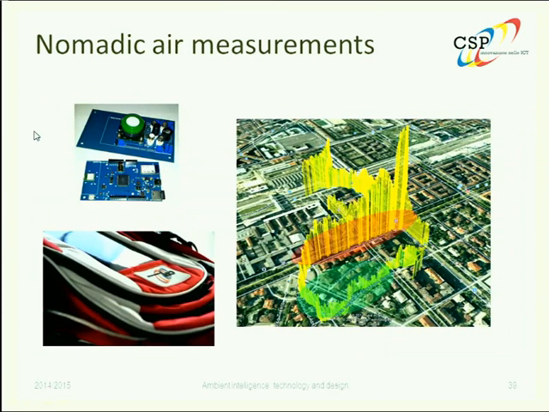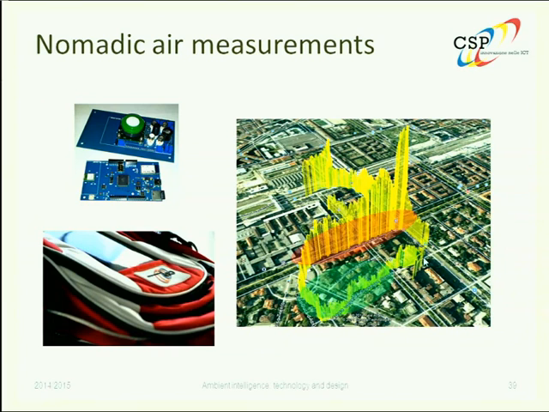This is another way of, I called it nomadic air measurements. What you see here is a backpack. And inside the backpack, there was a battery and an air quality sensor. It was built, I think, using Arduino. And they gave some of these backpacks to people and said, okay, do your life, walk around where you usually go.